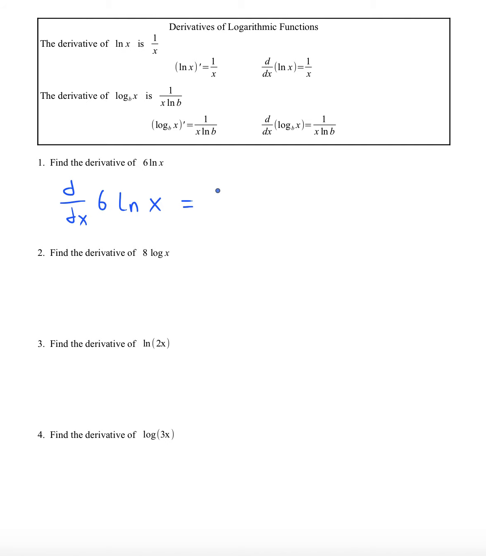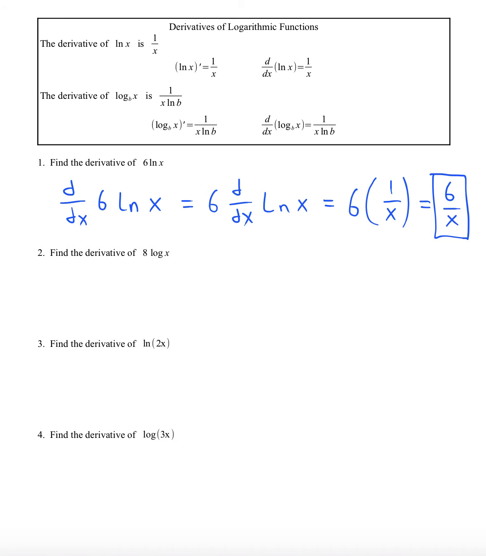Now the 6 is just a constant which can come up front. And we'll just need to take the derivative of the natural log of x now. According to the rule above, the derivative of natural log of x is just 1 over x. So we get 6 over x.